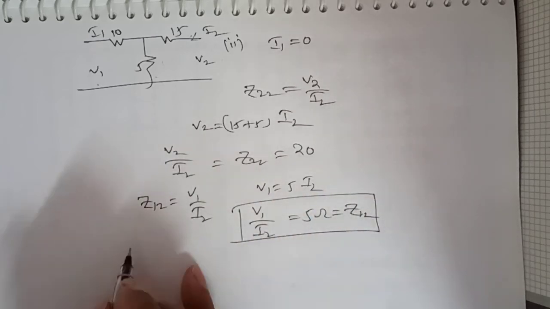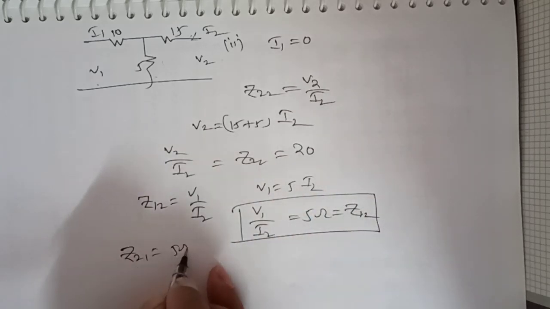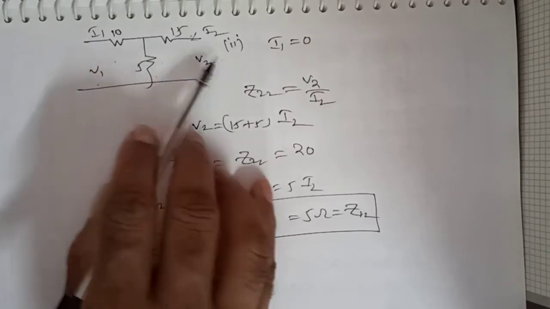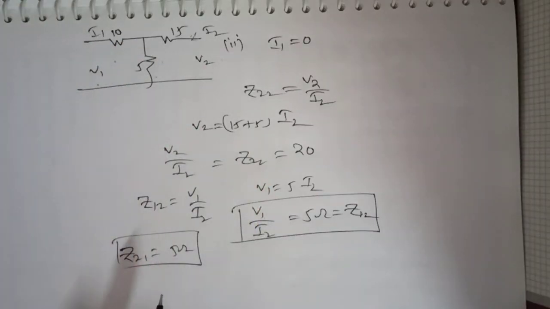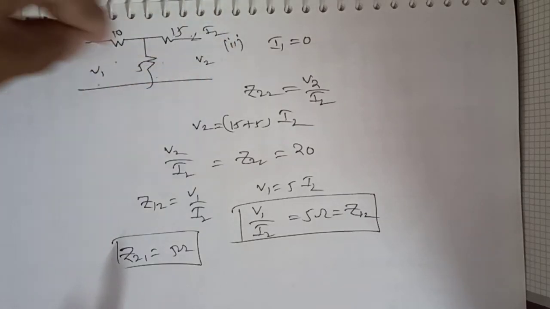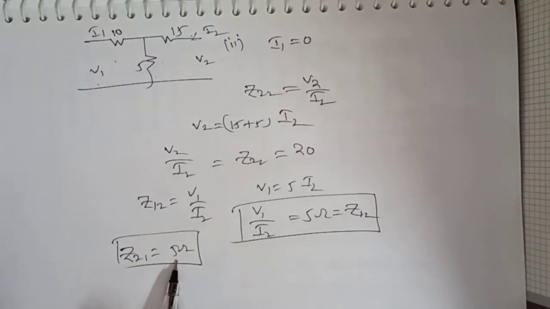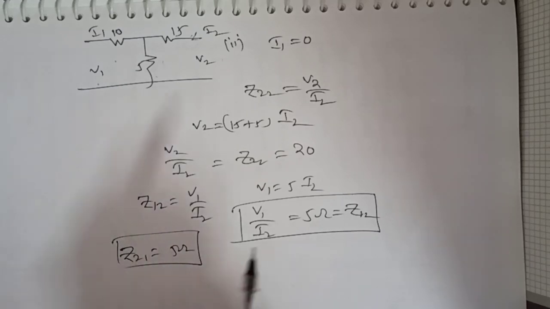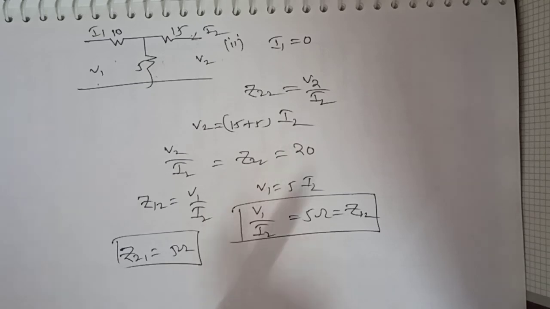If you observe these answers carefully, Z21 also we got as 5 ohms. That means this is a symmetrical T network. That's why the transfer impedances V1 by I2 and V2 by I1 should be the same, and we got 5 ohms and 5 ohms. So this is the way for a simple T network. Likewise, you can use this procedure to solve any big network to get the Z parameters. In the next class we will see the remaining parameters, called Y parameters.